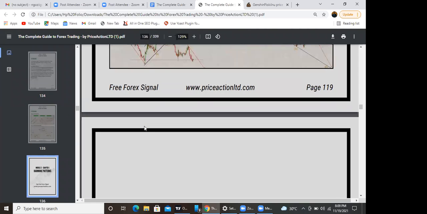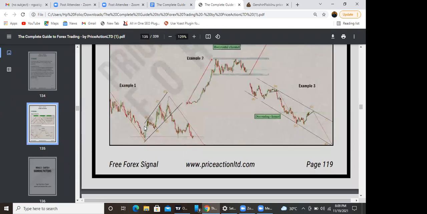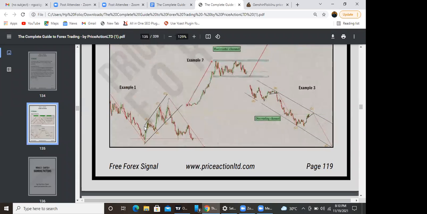Somehow it looks like what? A blue flag. To tell you that a blue flag has what? An ascending channel. Are you getting the point now? It means that a blue flag has an ascending channel.